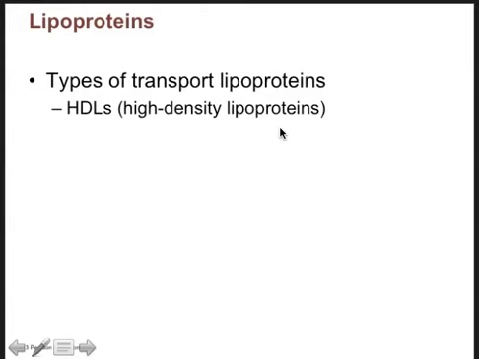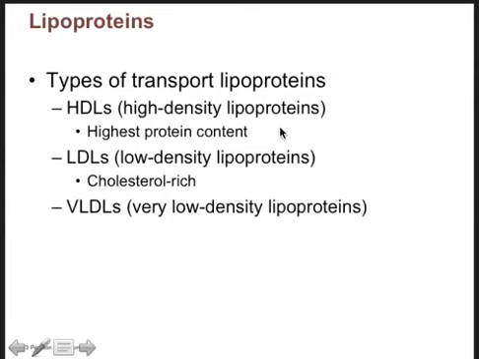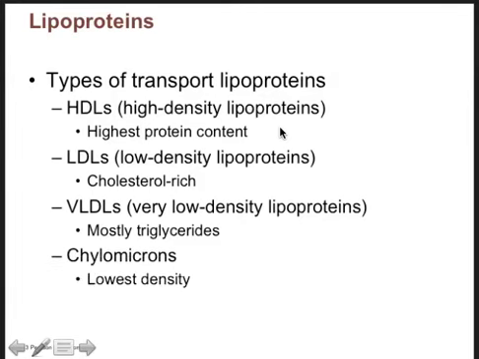HDLs are your good cholesterol. These are your high-density lipoproteins, and they have the highest protein content. LDLs are your low-density lipoproteins, and they are cholesterol-rich. VLDLs are very low-density lipoproteins and are made mostly of triglycerides, while chylomicrons are the lowest density lipoproteins, and they are made almost completely of triglycerides.